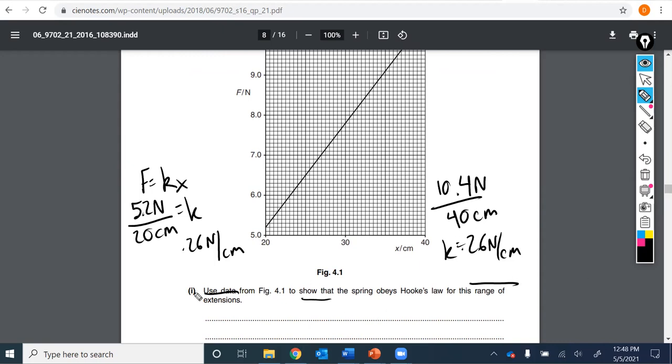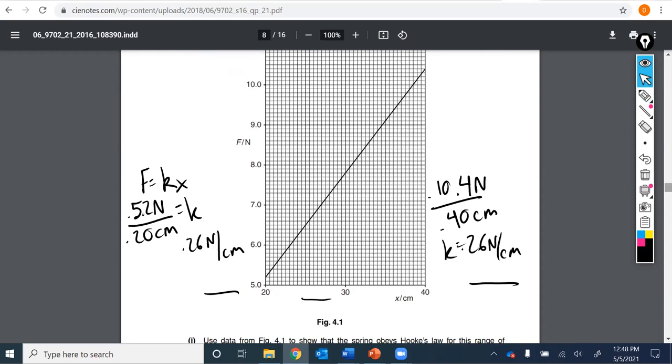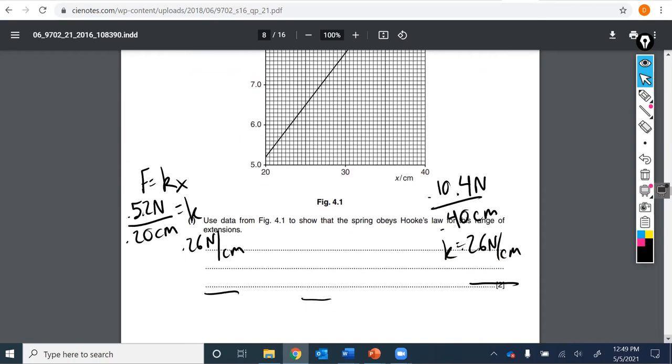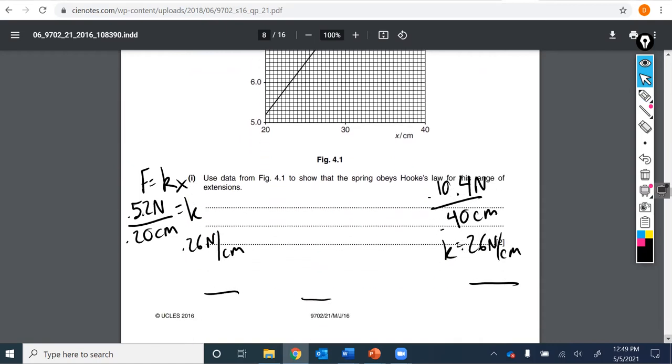So using data, you can see there's the data that I've used, 5.2 and 20 centimeters, 10.4 and 40 centimeters. The other way to do this might be to calculate the slope, like the rise over the run for different points, calculating the slope here and here using 2 points and comparing them. The slope again should be 0.26 newtons per centimeter. The slope of this gives Hooke's law, and it's the same everywhere. We can look at that and see. That working right there would be what you'd want to show there.